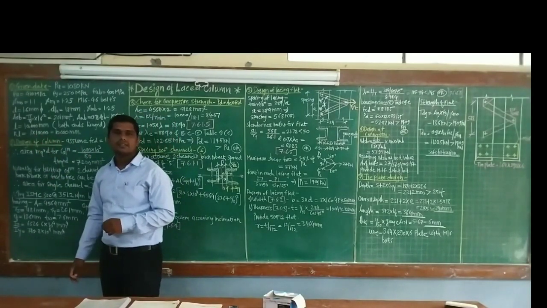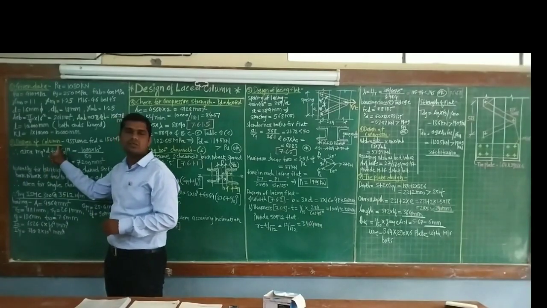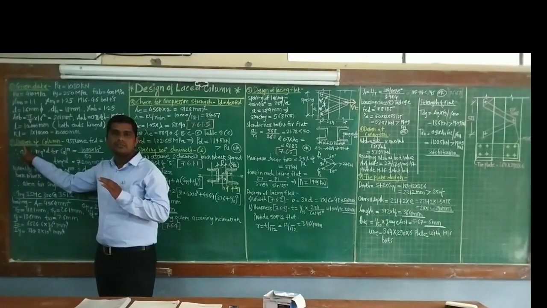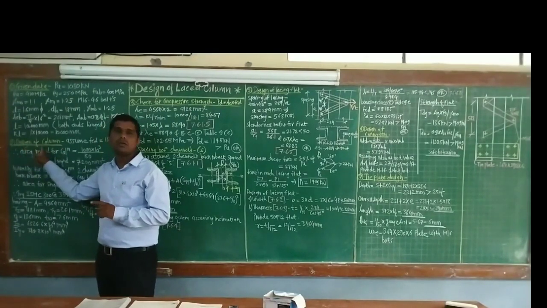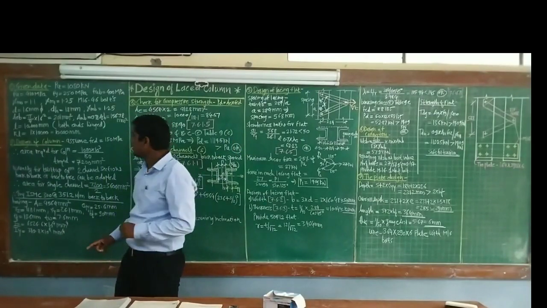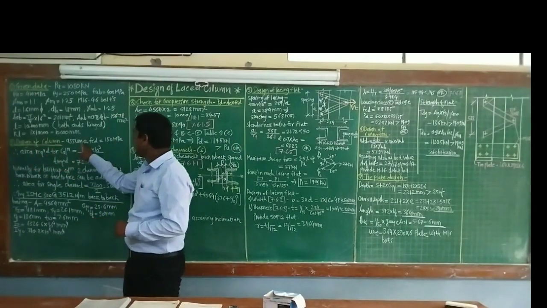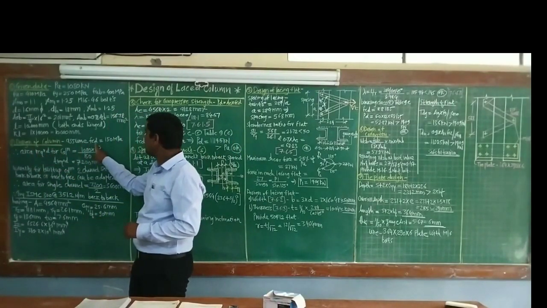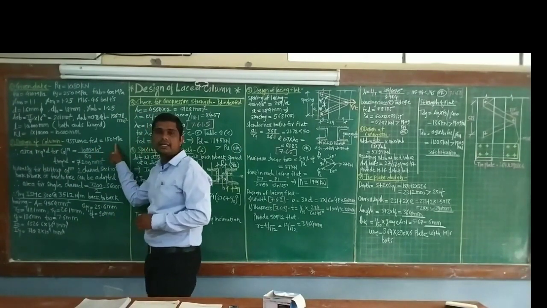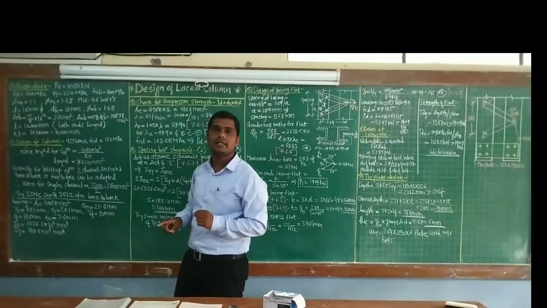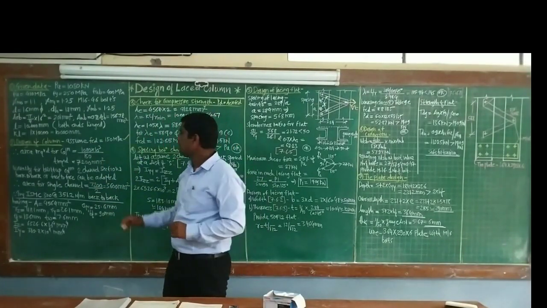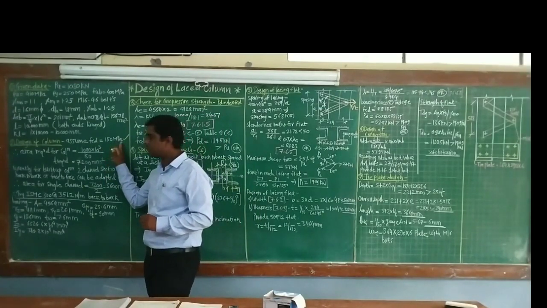Then the second step for design of lace column. First we are going to design the column initially, and then we are going to design the built-up section. So design of column: assume the FCD value. The design compressive stress FCD is in the range of 125 to 185. So here we are going to assume the FCD value is 150 MPa.